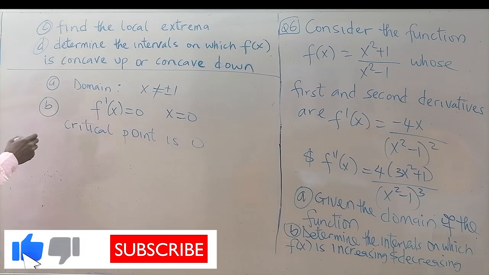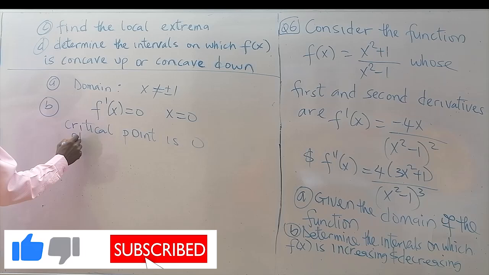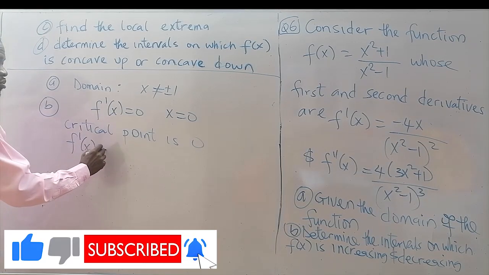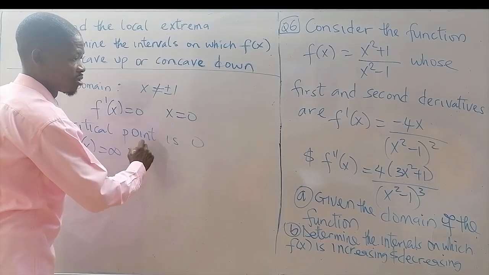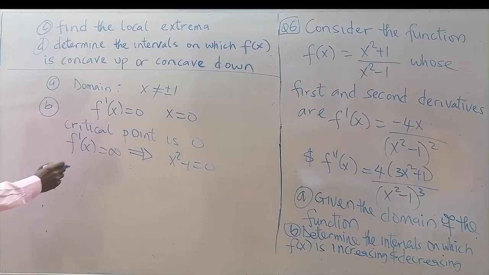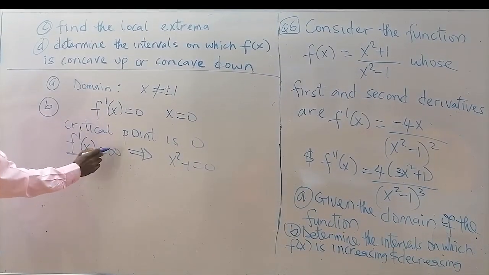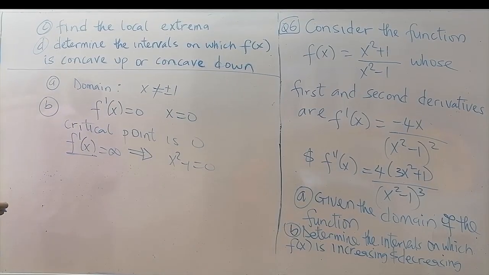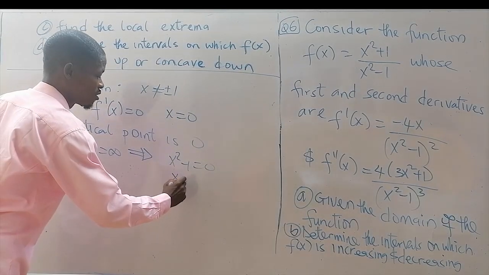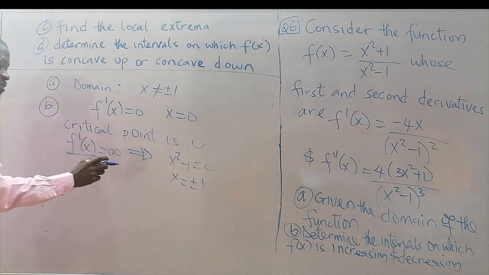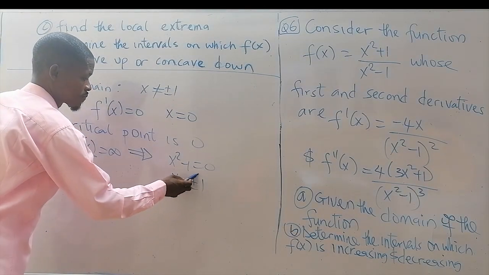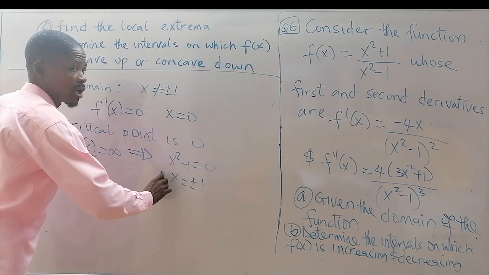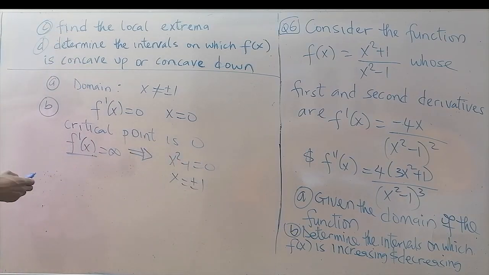So what we're going to do is take the first derivative and equate it to infinity, meaning undefined. What is the meaning of that? Your denominator is equated to 0. That's the meaning of the first derivative being undefined. And this will give you x equal to plus or minus 1. But this value is not a critical point, because it is not in the domain. We are going to use it to analyze our intervals of increasing and decreasing.